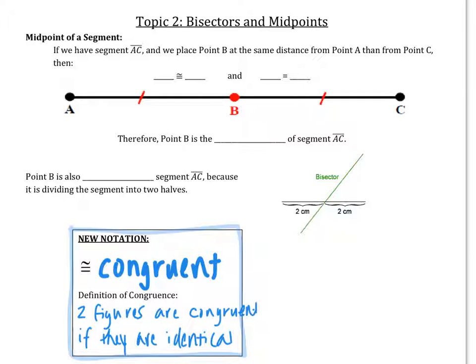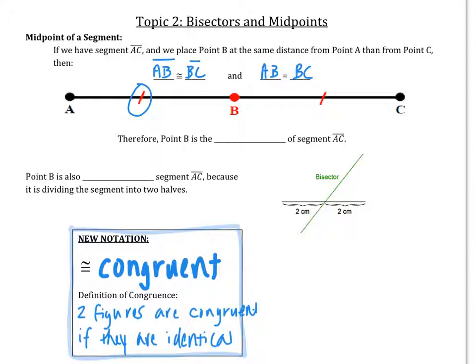So midpoint of a segment. If we have a segment AC and we place point B at the same distance from point A and from point C, then the two smaller segments are equal. So then segment AB is congruent to segment BC, and then we could say the length of AB is equal to the length of BC.